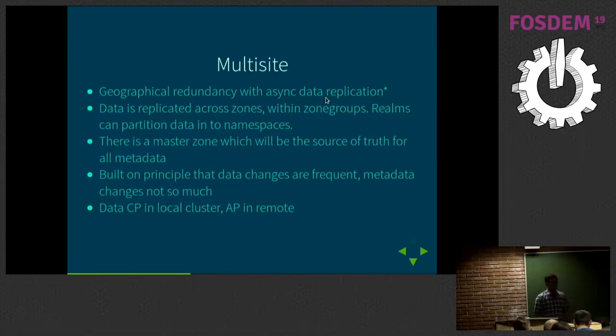The basic premise we build this on is the fact that data changes are very frequent in a cluster, whereas metadata changes are not so frequent. And metadata changes tend to have a cluster-wide effect. When you create a user or a container or something like this, it usually has to be relayed across to every other Ceph cluster. That's the premise. Whereas object changes are local to a Ceph cluster and asynchronously transmitted. So data is CP in a local cluster, AP in a remote cluster, if you talk about CAP consistency.